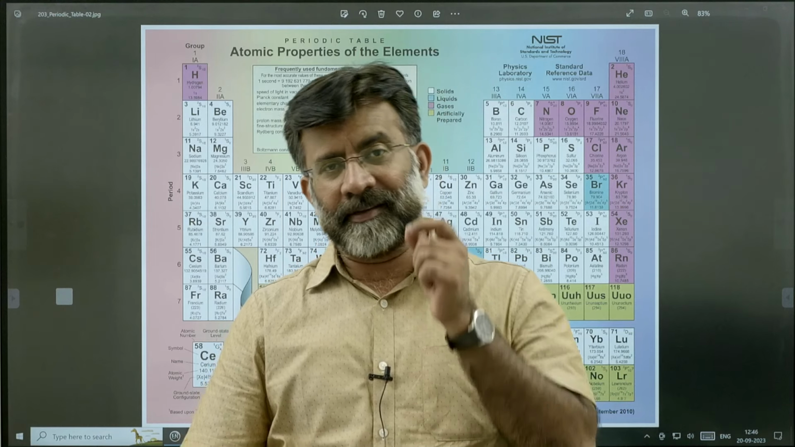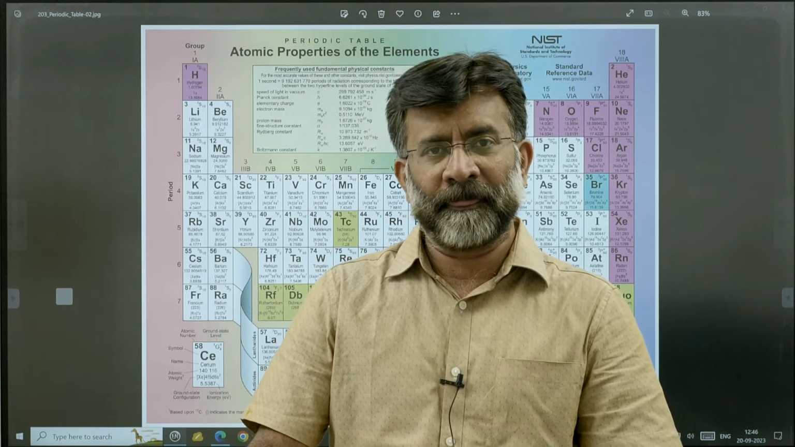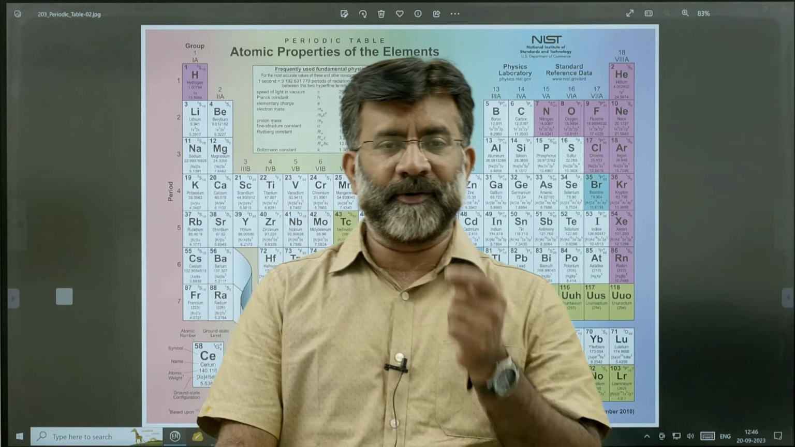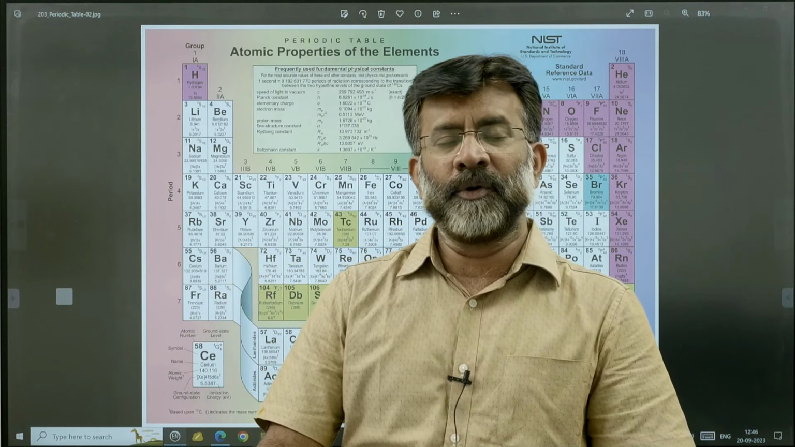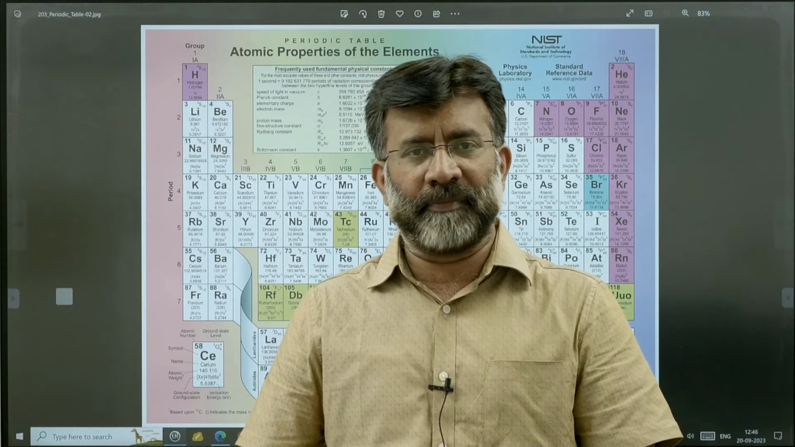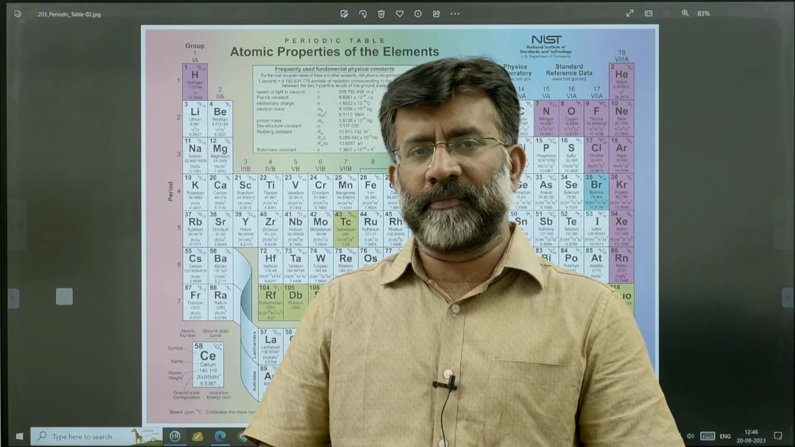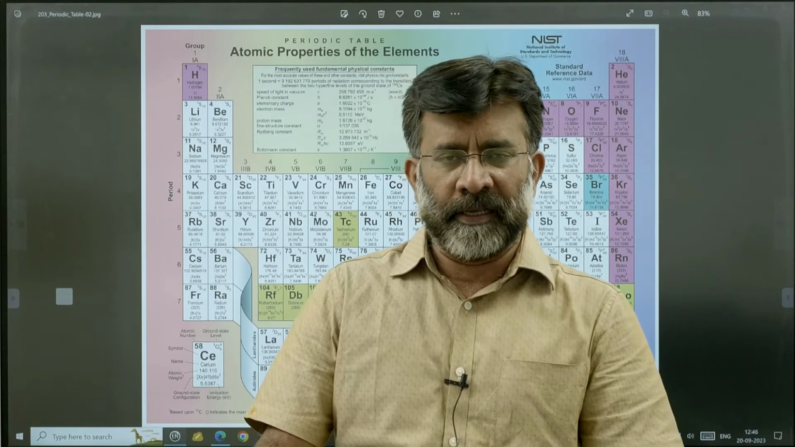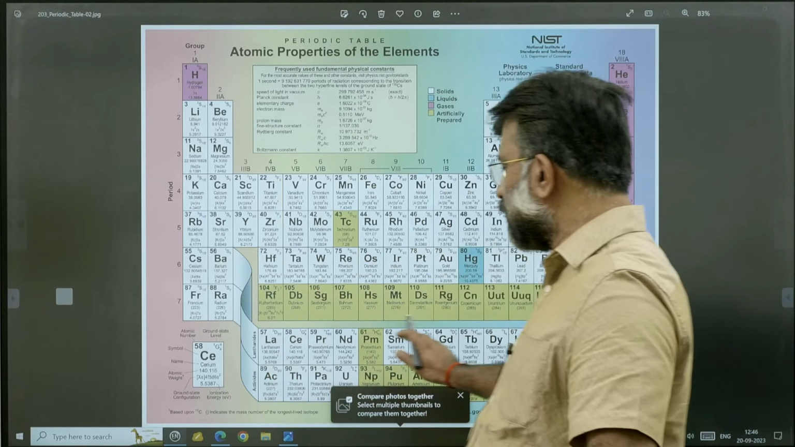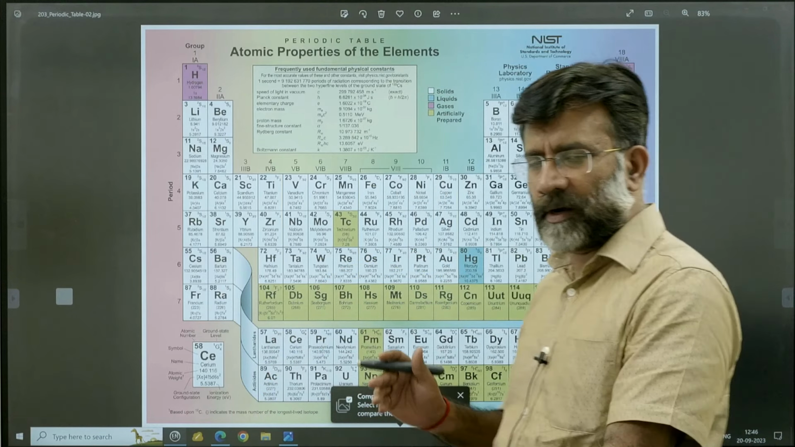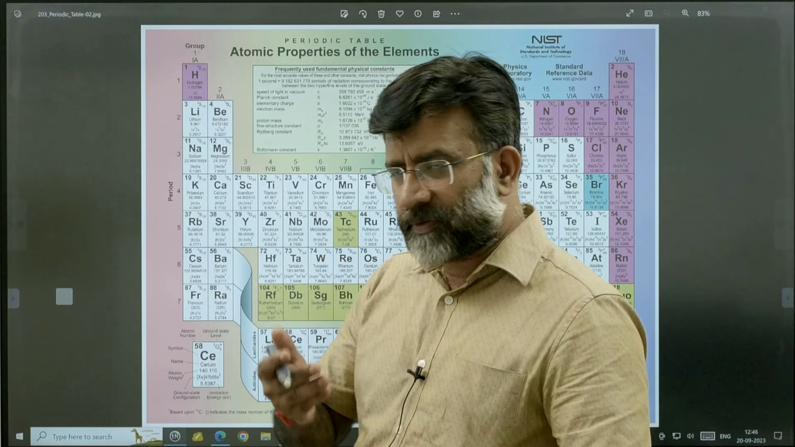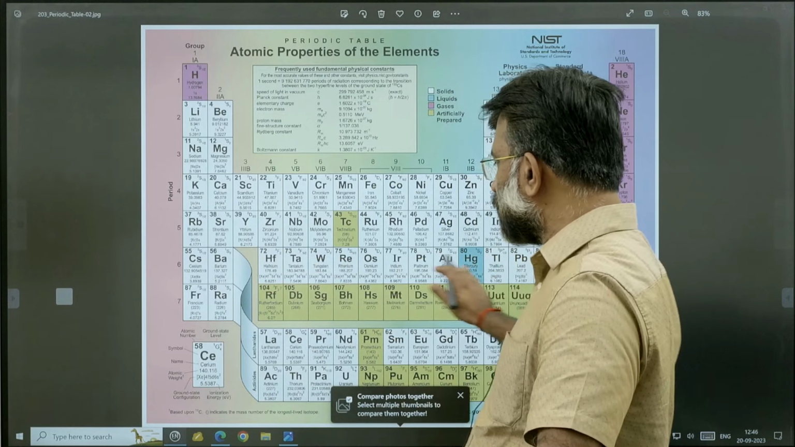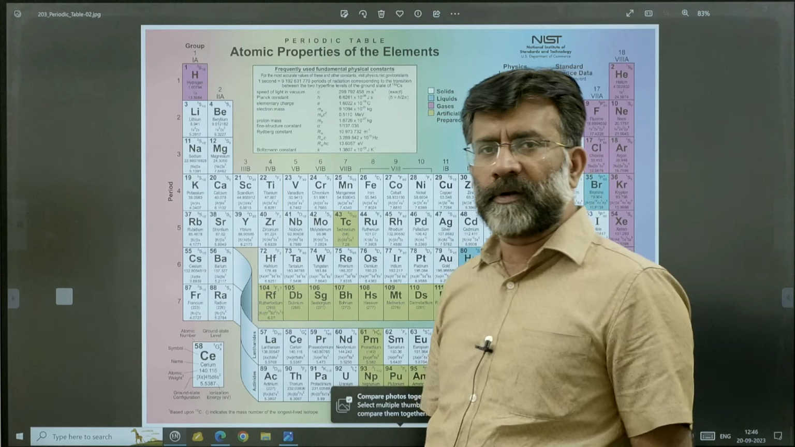Why is there an increased effective nuclear charge? Why is there an increase in nuclear attraction? Due to the poor shielding effect of f orbitals, and of course d and f orbitals give a poor shielding effect. Here the f orbital configuration is preceded, so quite naturally the size decreases.